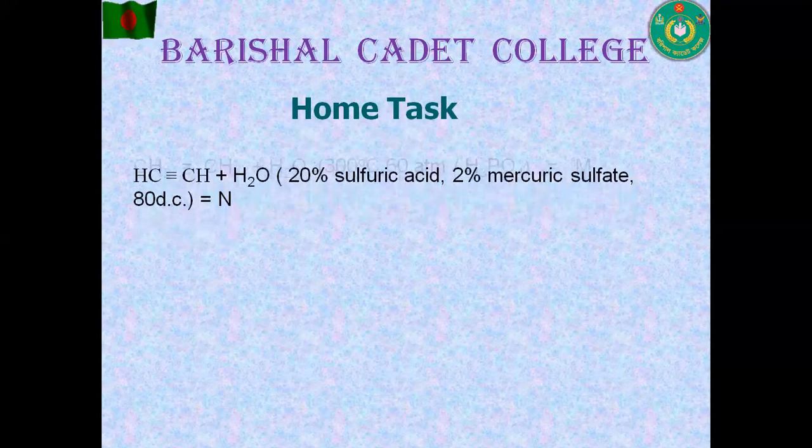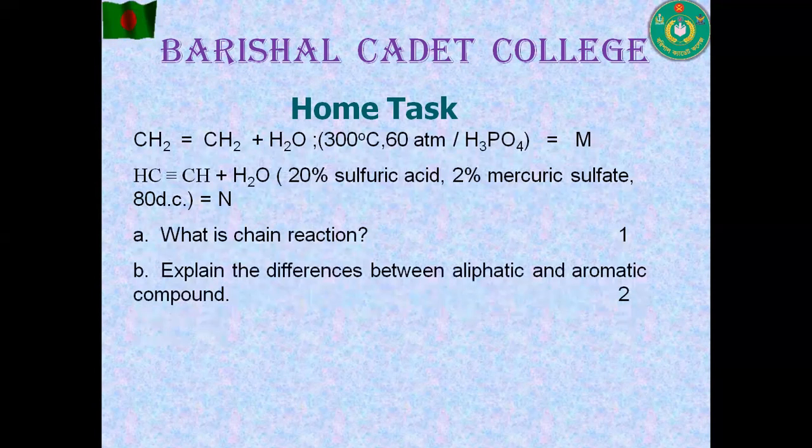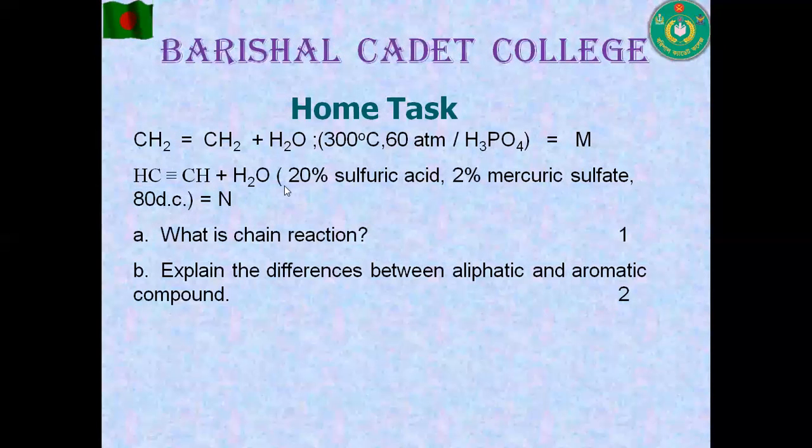There is a home task. Here, a stem is given to produce M and N from reactions. This alkene reacts with water in the presence of temperature, pressure, and phosphoric acid to form M. What is M? This is alcohol. What is N? This is aldehyde, formed in the presence of 20% sulfuric acid, 2% mercuric sulfate and high temperature. So M is alcohol, N is aldehyde.